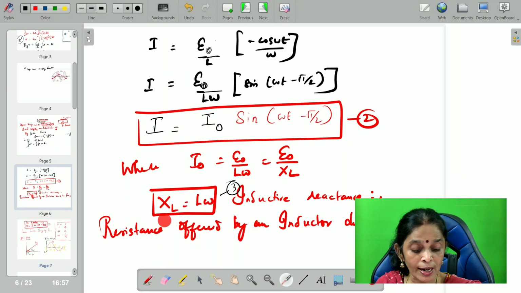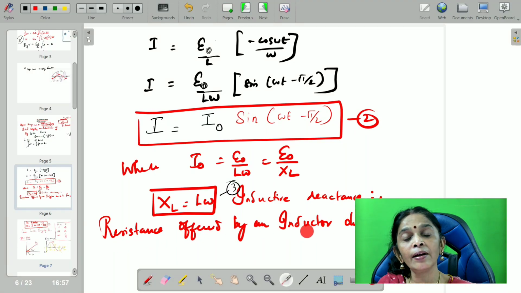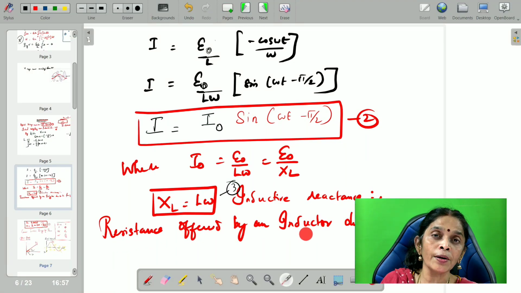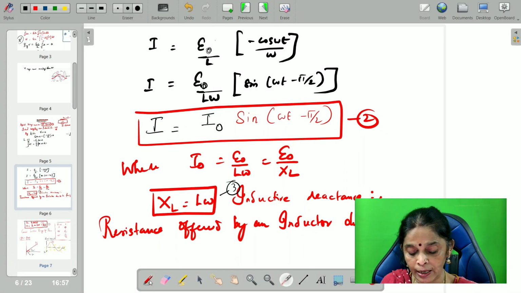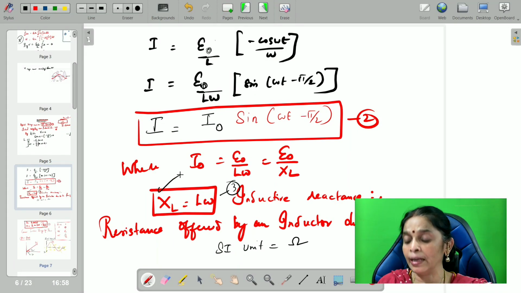Can you read out what I have written? Resistance offered by an inductor, due to what? Flow of AC current. If you just write like that, resistance offered by an inductor, the teacher will not give you marks, because you specially have to mention it is due to the flow of AC current. Since it is resistance, therefore the SI unit is also equal to what? Ohms only. But the only thing, this is called XL because of the inductor.